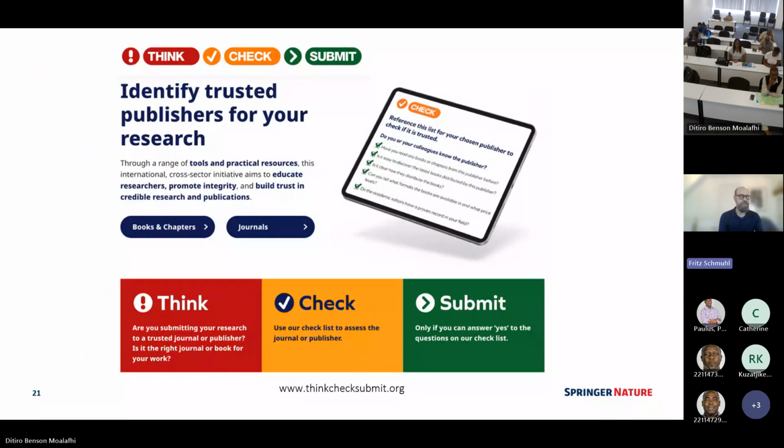There is an independent resource on the internet. Here at the bottom, a little bit in small letters, there's a website called thinkchecksubmit.org. This is run independently, but it is supported by a lot of reputable publishers, big and small, and they provide a very, very handy checklist that you can work through. If you go to the next slide, please.